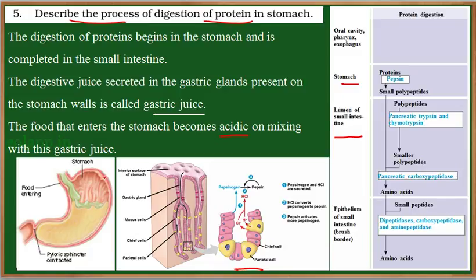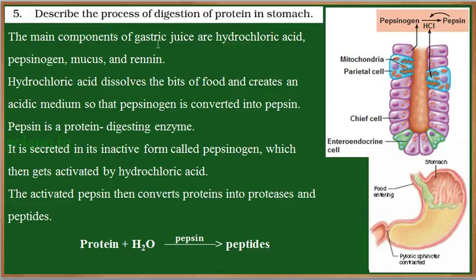Now let us see what is present in the gastric juice that makes it acidic. The gastric juice contains hydrochloric acid, HCl. This HCl creates the acidic medium. It makes the gastric juice acidic and the pH will be around 2. Along with HCl, the gastric juice has pepsinogen, mucus and renin.